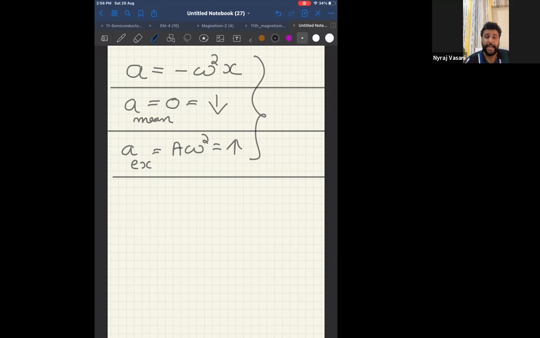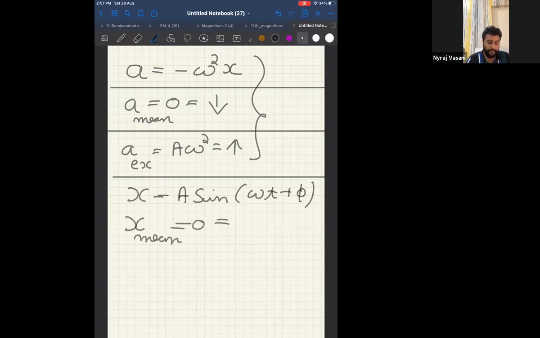Now, similarly, you have 3 formulae for displacement. Can you tell me which are the 3 formulae for displacement you already know in this chapter? One is the general formula for oscillation, A sine omega t plus phi, correct? This is the formula for oscillation. Now, which is the next formula that you know for displacement? I can say displacement at mean position is 0, which is minimum. I also know displacement at extreme position is plus or minus A, which is maximum.